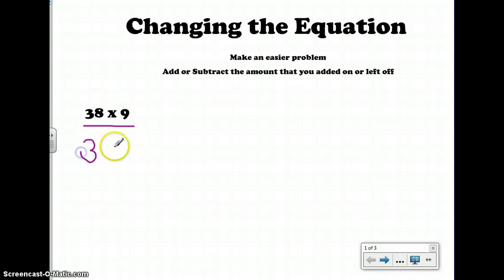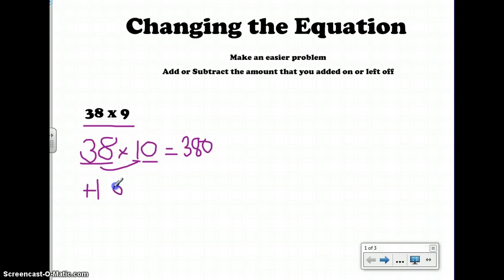Well, I know that I don't know 38 times 9, but I know 38 times 10. And 38 times 10 is 380 because we've got a multiple of 10 and then we've got a basic fact of 38 times 1. Now what I really had was 9 groups of 38, but I solved 10 groups of 38. So I actually added on one group of 38. So since I added on a group of 38 from my original problem, now I need to subtract a group of 38 in order to account for the difference.